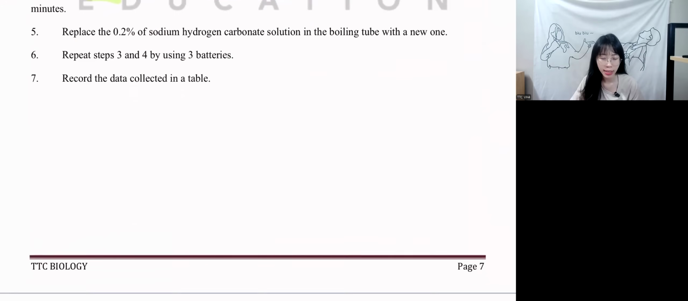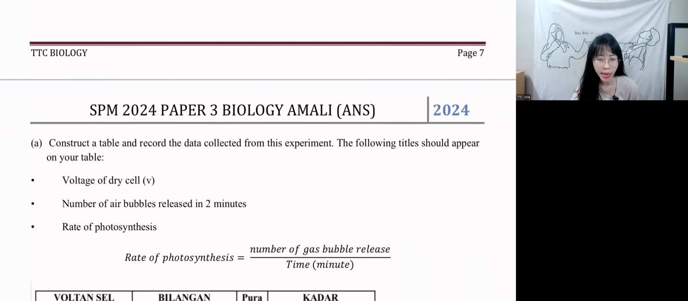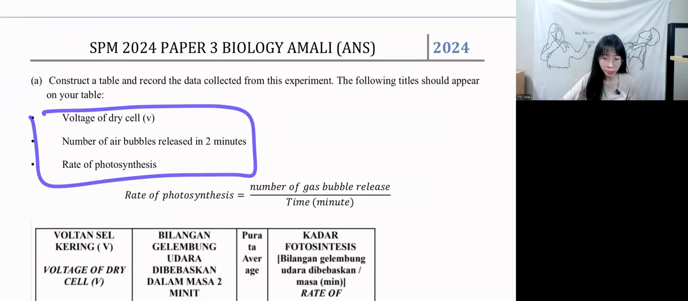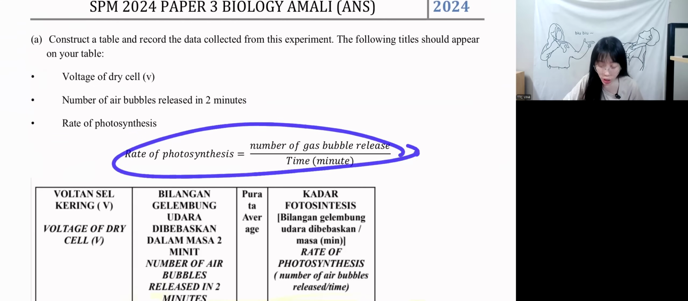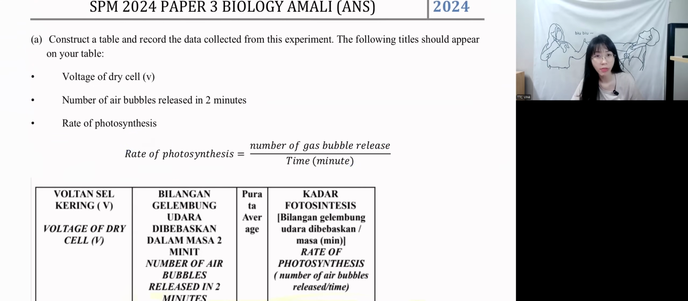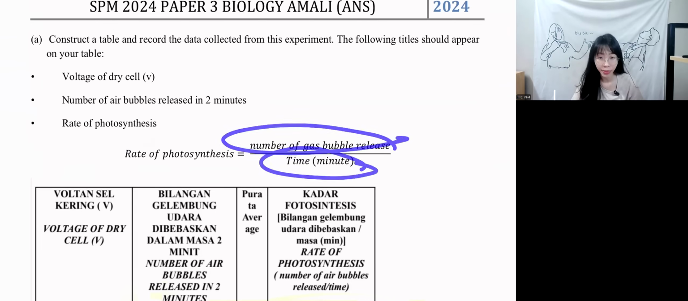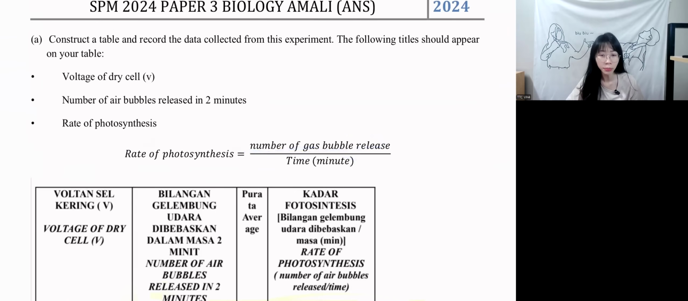Record the data collected in a table. Construct the table and record the data collected from this experiment. The following title should appear on your table. They will give you this and you have to draw it in your table. The formula, usually they will give you in an exam, so you don't have to memorize it, but the formula here is number of gas bubbles released divided by time. It's always the same formula.